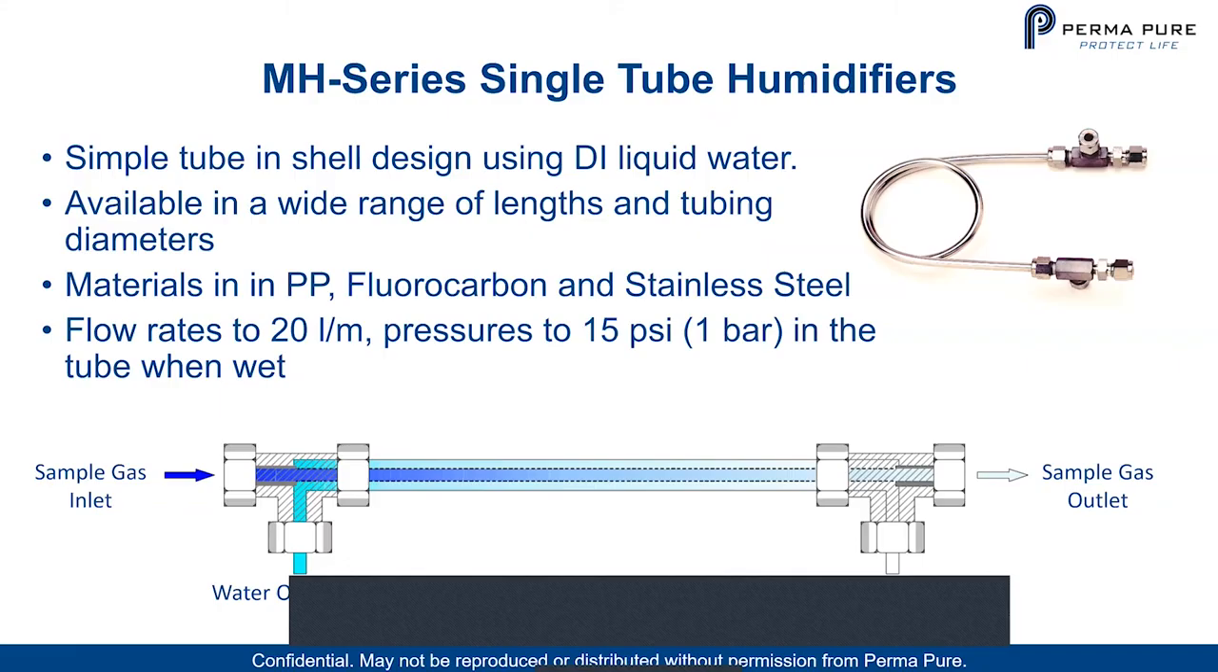So let's look at our MH series single tube humidifier. This is a simple tube and shell design using DI liquid water. It's also available in a wide range of lengths and tubing diameters with materials in polypropylene, fluorocarbon, and stainless steel. Flow rates to 20 liters per minute and pressures to 15 psi, 1 bar in the tube when wet.